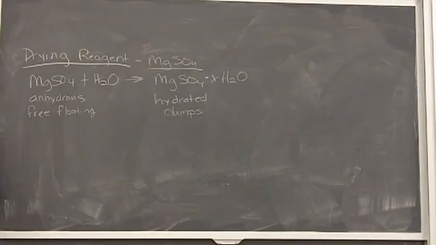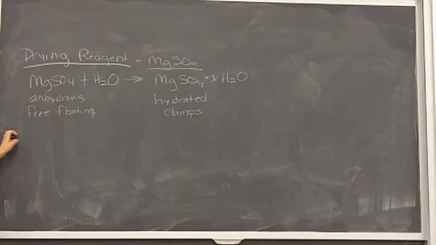So if you add it to the ether layer and get all clumps, we need to add a little bit more. If you add it to the ether layer, swirl it around, and you've got clumps and free-floating, you've got plenty, okay? Now, your lab manual gives you a gauge for how much mass to use of magnesium sulfate. You really never weigh out magnesium sulfate because how much you need depends on how much water is in your ether layer, how much is in your organic layer, okay?